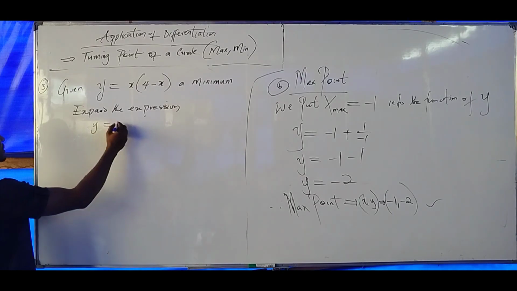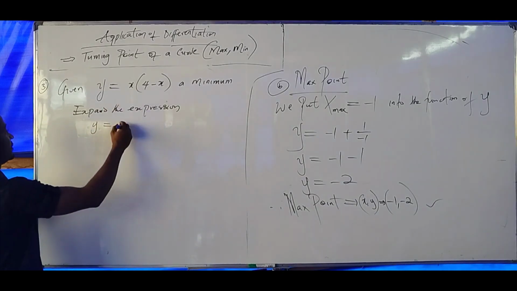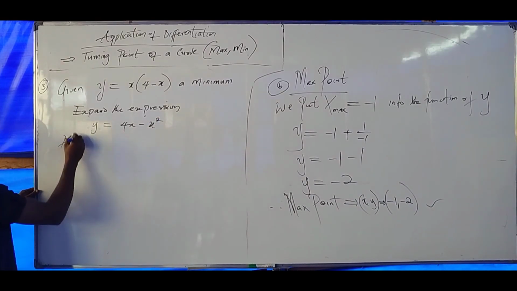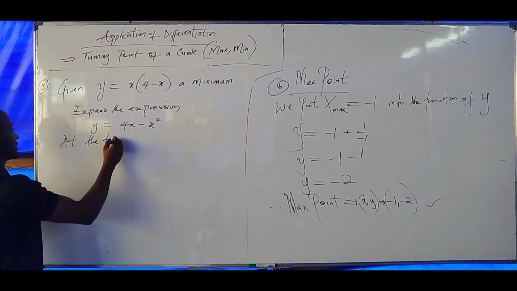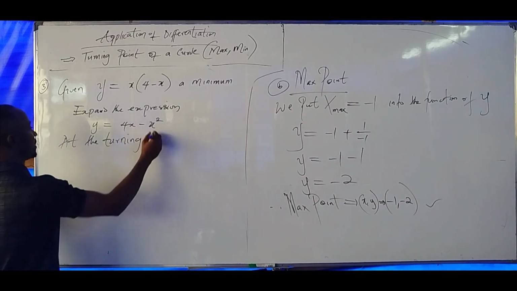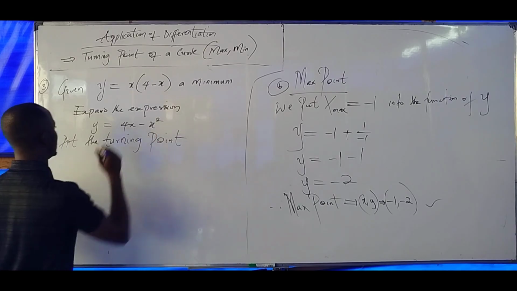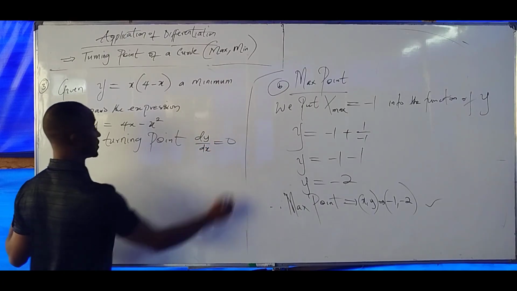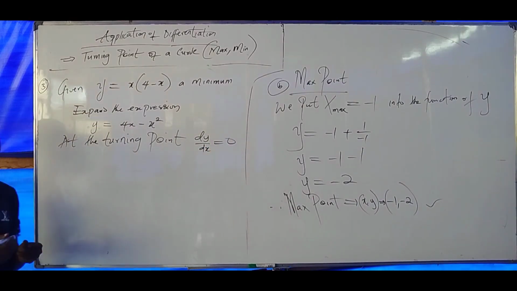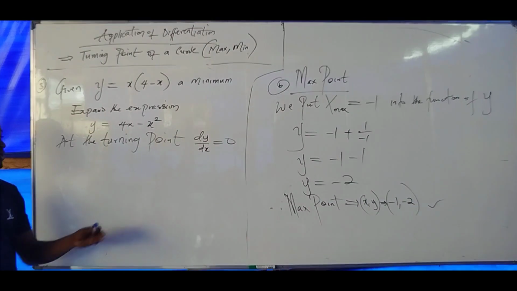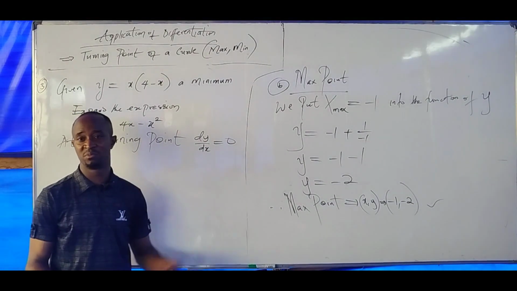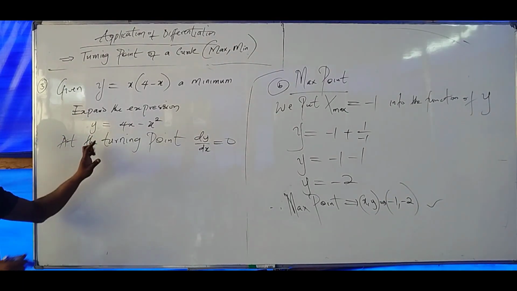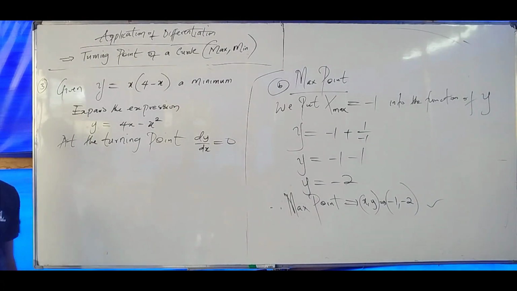We are going to have y equals to what? What is x times 4? 4x minus x squared, right? So we say at the turning point, dy over dx equals to 0. Always indicate this, very important. At the turning point, whether it's minimum or maximum, you are changing dy over dx, which must be equal to 0. Are you there? Okay. And what do we call this condition? The necessary condition. Is it not so?